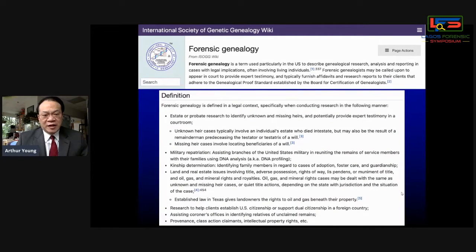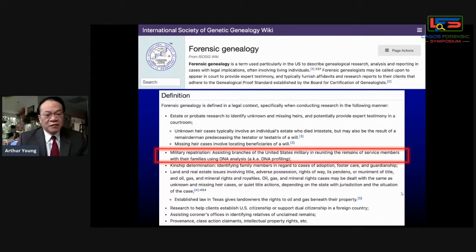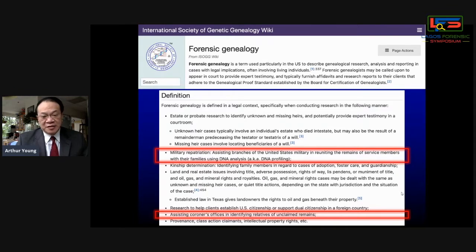So on their website, they give several examples of forensic genealogy's applications. However, in the laboratory, there are certain ones that are common. The first one is the military repatriation of remains. A soldier's remains can be returned to the family once they've been identified. This is the one that I most commonly deal with, as well as the repatriation of regular remains, not just military. Such as assisting coroner's offices in identifying relatives of unclaimed remains, like so.